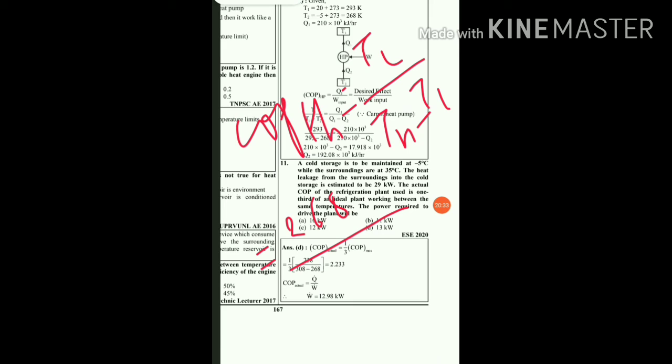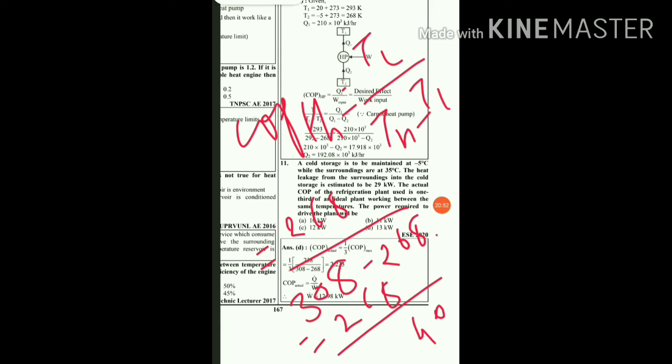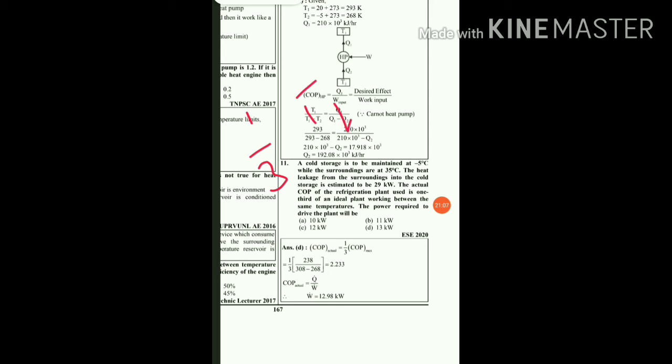upon 35 plus 273, that is 308, minus 268. So it is 268 upon 308 minus 268, that is 40, so 268 upon 40. This will be the theoretical COP. Once you find out the theoretical COP, it is quite easy to find out the actual COP, because the actual COP is 1/3 of the theoretical COP.